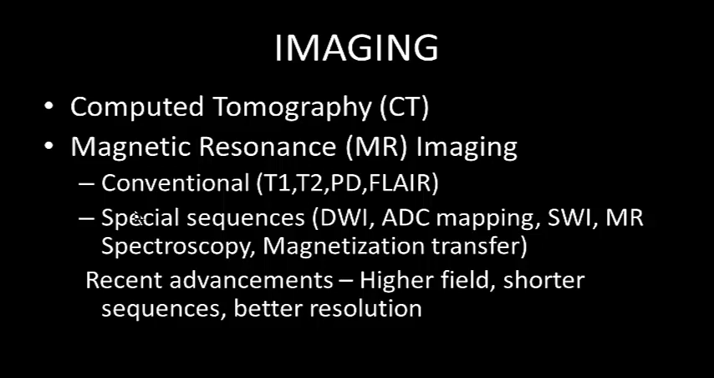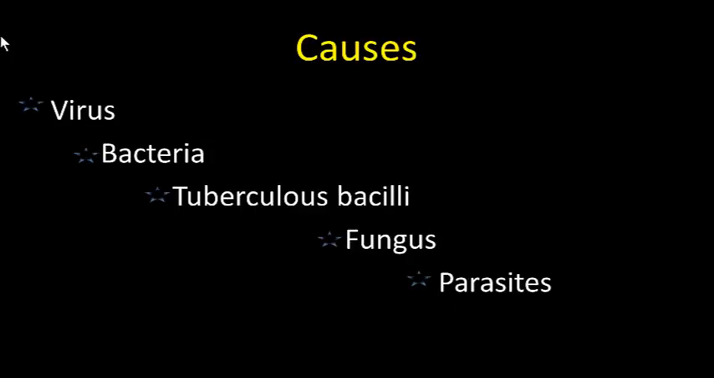Imaging is mainly centered around CT and MR. And in MR, mostly conventional imaging is done, but special sequences like DWI, ADC mapping, SWI, spectroscopy, and magnetization transfer help in differentiating the different kinds of infection that you see. Recently, higher field, shorter sequences, and better resolution have also been applied. The causes could vary from virus, bacteria, tuberculosis, fungus, and parasites.